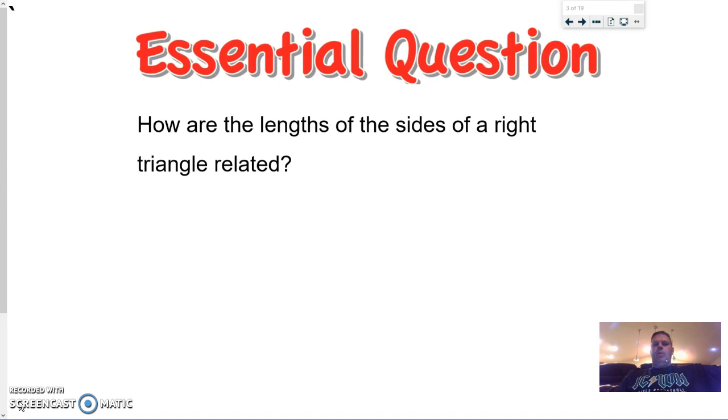On Friday, we worked on our essential question of how are the lengths of the sides of a right triangle related. We talked about the Pythagorean theorem, a squared plus b squared equals c squared, and we are going to continue that today.